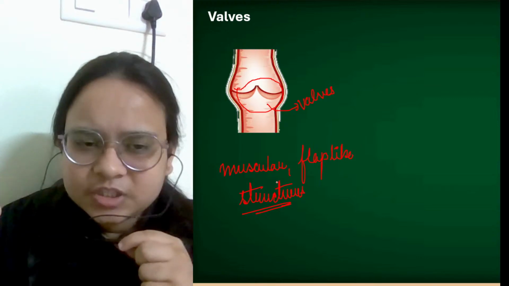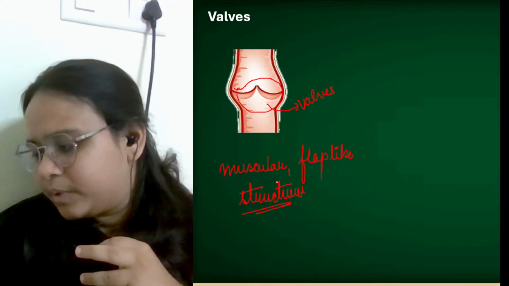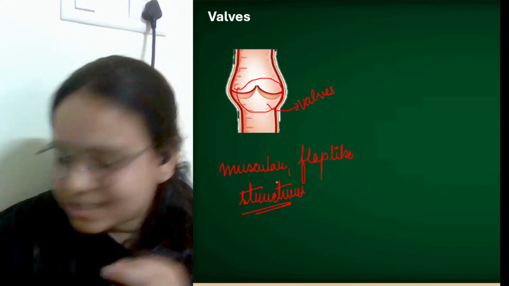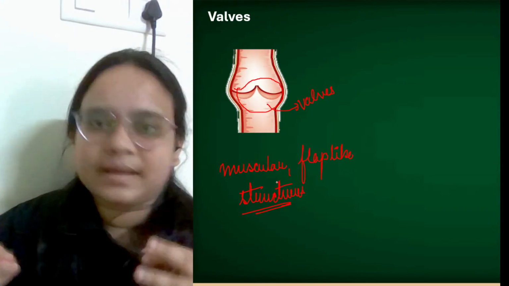Now what are their functions? क्यों valves present रहते हैं हमारे पूरे वेन्स के थ्रू आउट, हमारे हार्ट के अंदर क्यों ऐसा प्रेजेंट रहता है, क्यों ये फ्लैप लाइक स्ट्रक्चर्स प्रेजेंट रहते हैं?